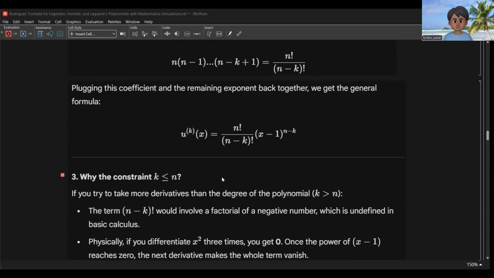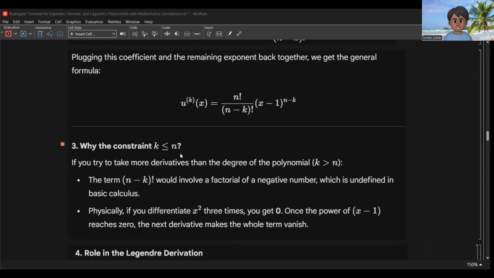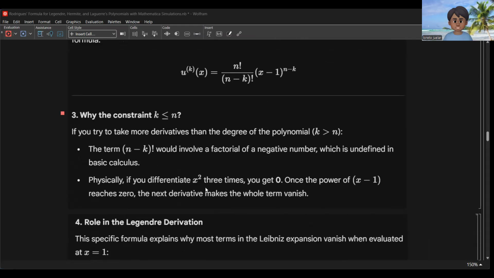Okay. So why is the constant k less than or equal to n? If we try to take more derivatives than the degree of the polynomial, then the term n minus k would involve the factorial of negative numbers, which is undefined in basic calculus here. So basically, if you differentiate x squared 3 times, you get 0.